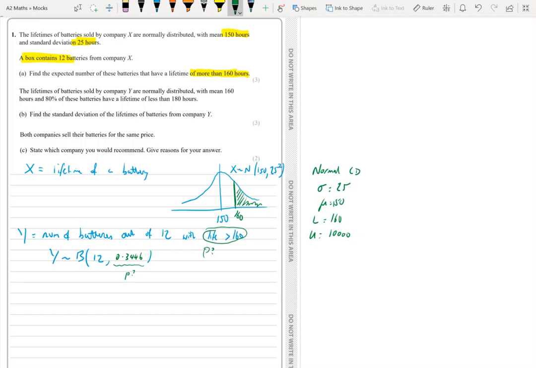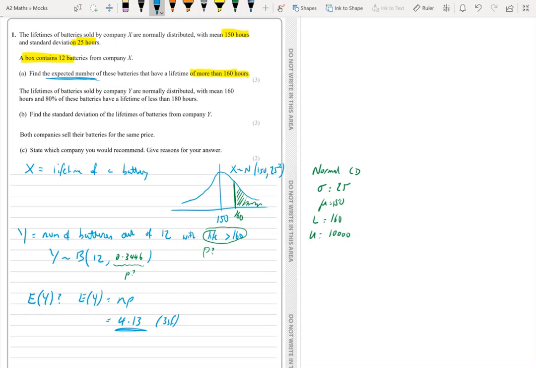Okay, so we've had a normal distribution and a binomial distribution. What's the actual question? Find the expected number of these batteries that have a lifetime. So the actual question is, what's the expected value of Y, the expected number of batteries out of 12? Well, it's a binomial distribution, so the expectation is just n times p. So you've got 12 times that probability. Multiply those together and you get 4.13 to 3SF.